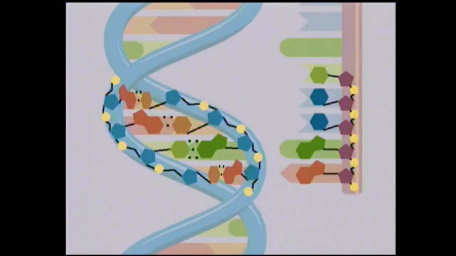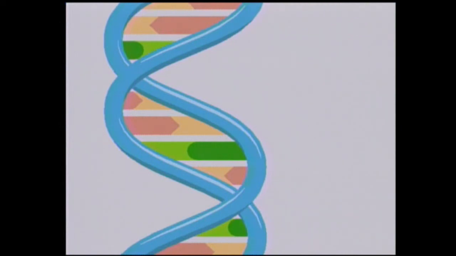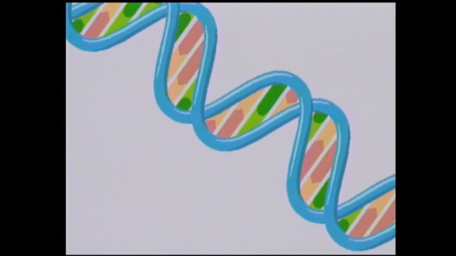RNA is different from DNA in 3 important ways. First, RNA is a single strand. Second, RNA has a different type of sugar, called ribose, in its nucleotides. Third, RNA contains the base uracil instead of thymine. The other bases found in RNA are the same as in DNA. They are cytosine, guanine, and adenine. The manufacture of RNA from a DNA template is called transcription.